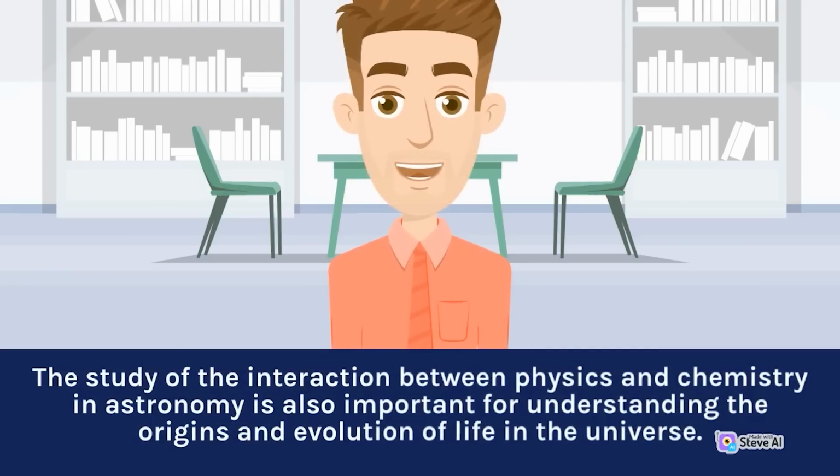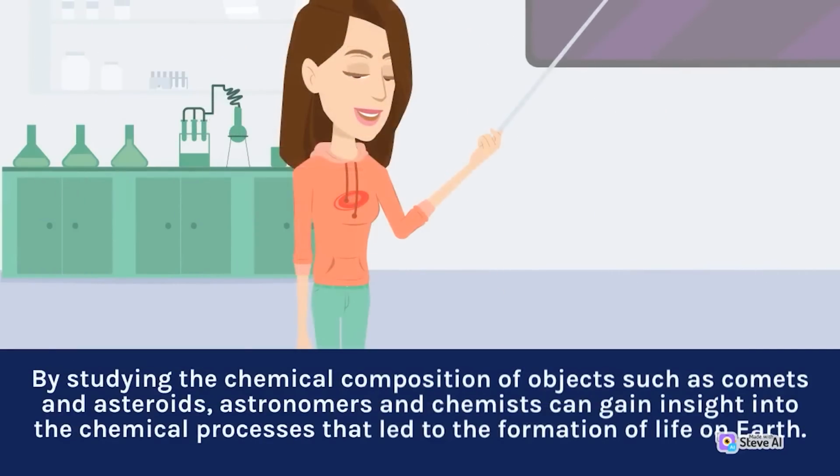The study of the interaction between physics and chemistry in astronomy is also important for understanding the origins and evolution of life in the universe. By studying the chemical composition of objects such as comets and asteroids, astronomers and chemists can gain insight into the chemical processes that led to the formation of life on Earth.